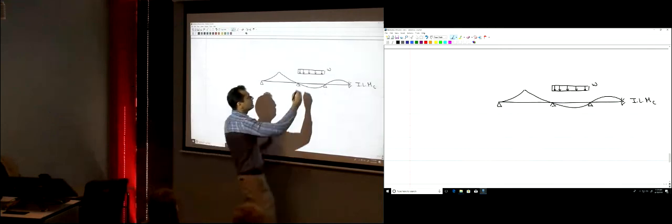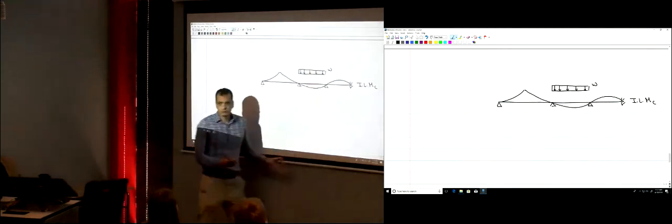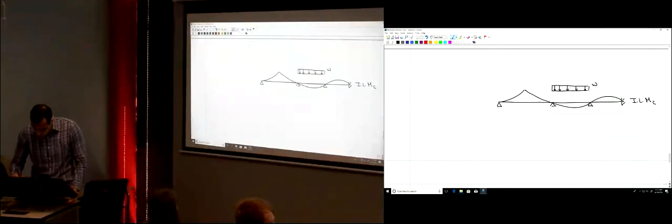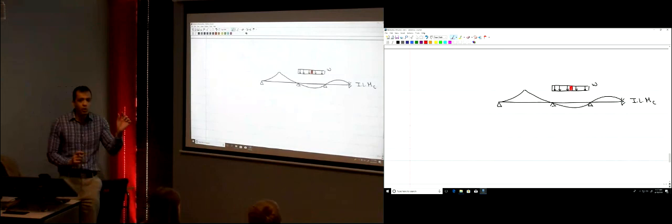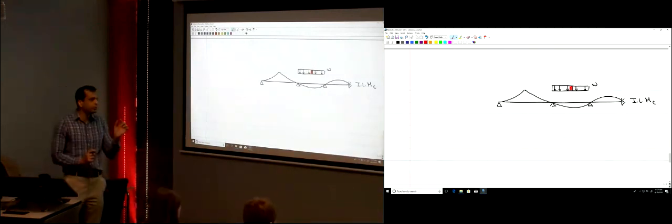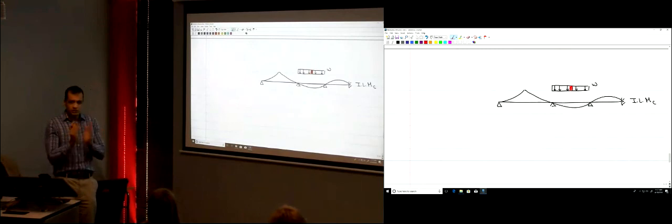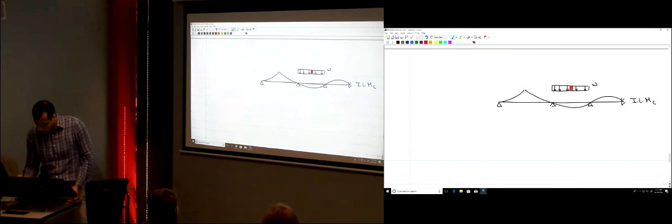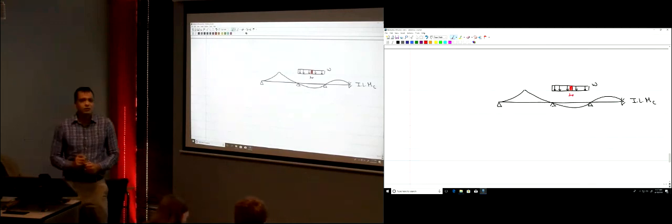We want to have a small load where the magnitude of the influence line doesn't change. So instead of concentrating this as a whole, I will just take a very, very small part of the load, so that the magnitude of the influence line doesn't change within that height. So I will take this distance to be very small.